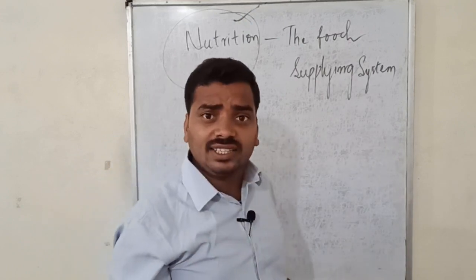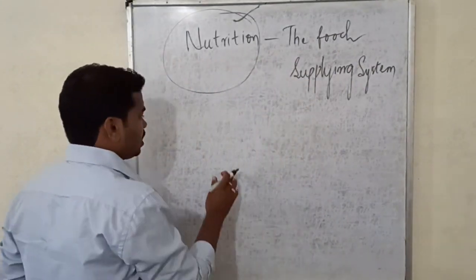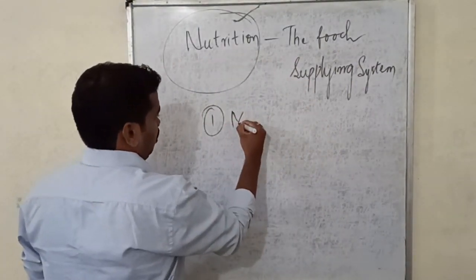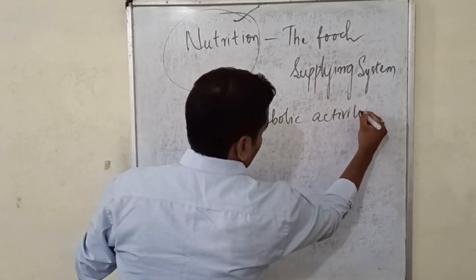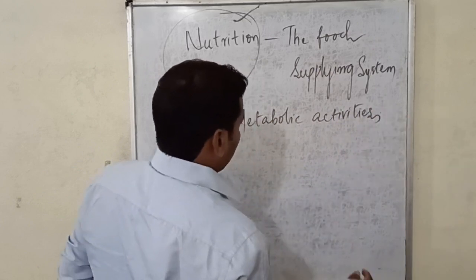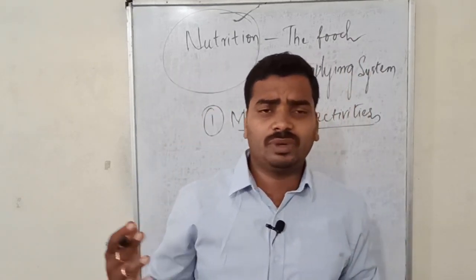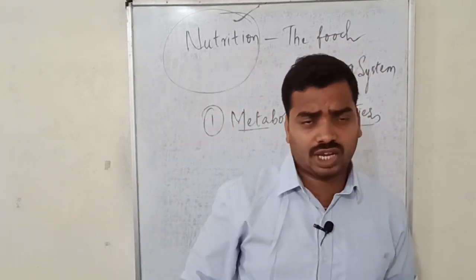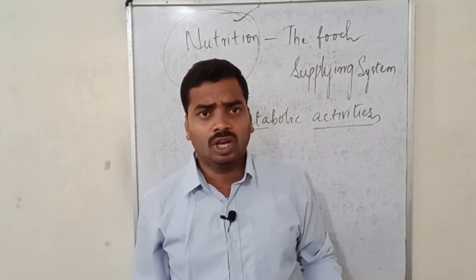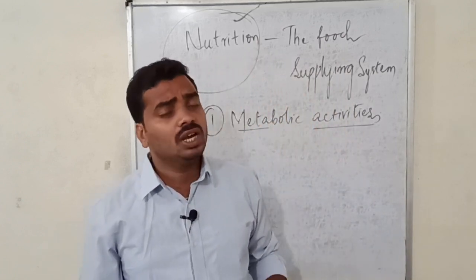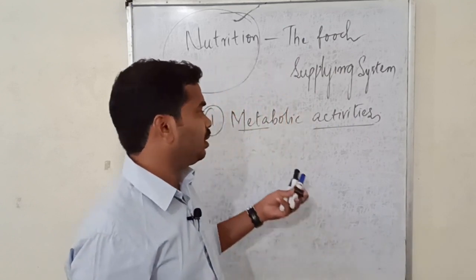So why do we need this nutrition at first hand? We need this nutrition to carry out several metabolic activities. What are metabolic activities? Metabolic activities are nothing but respiration, digestion, excretion, whatever activity happens within an organism, not only a human being, any organism, if it is useful for its survival, then such activity is a metabolic activity.